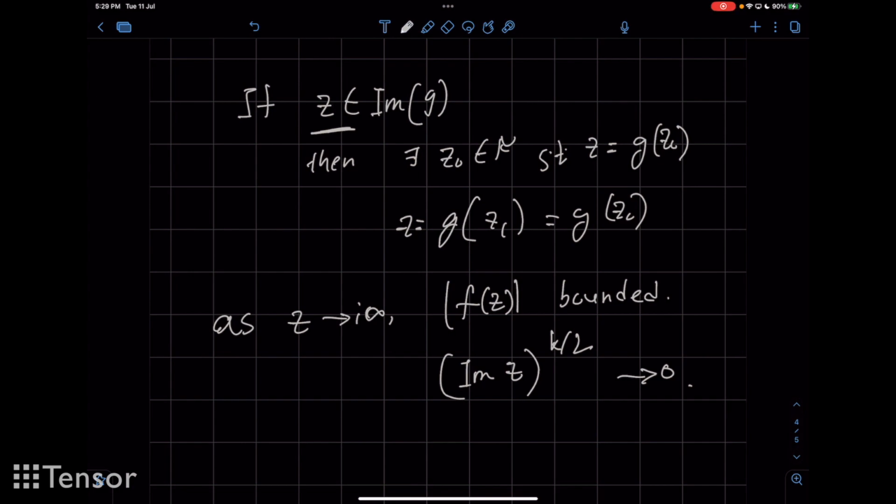Sorry, you mean mapping from Z or F? Which one? So this was one of the conditions we required in the definition of modular forms, that if Z goes to imaginary infinity, F of Z remains bounded, right? No, this does not imply that. I'm saying that as z goes to i infinity, this also happens, that the imaginary part of z raised to the power k over 2 also happens.